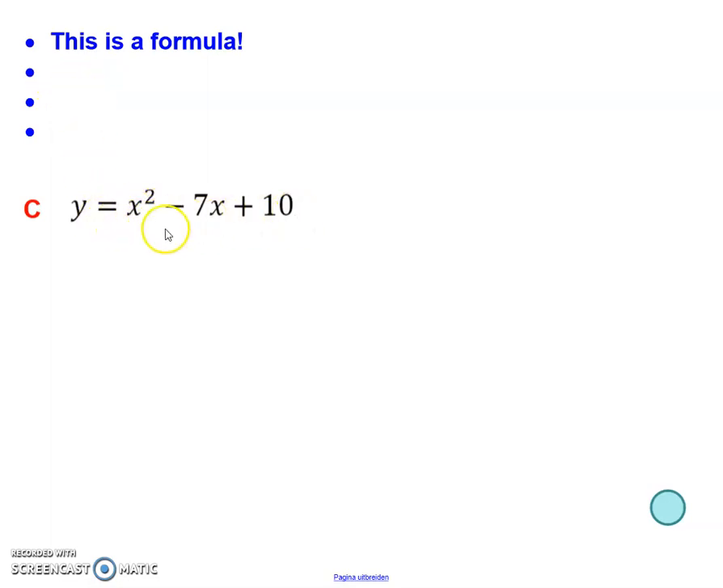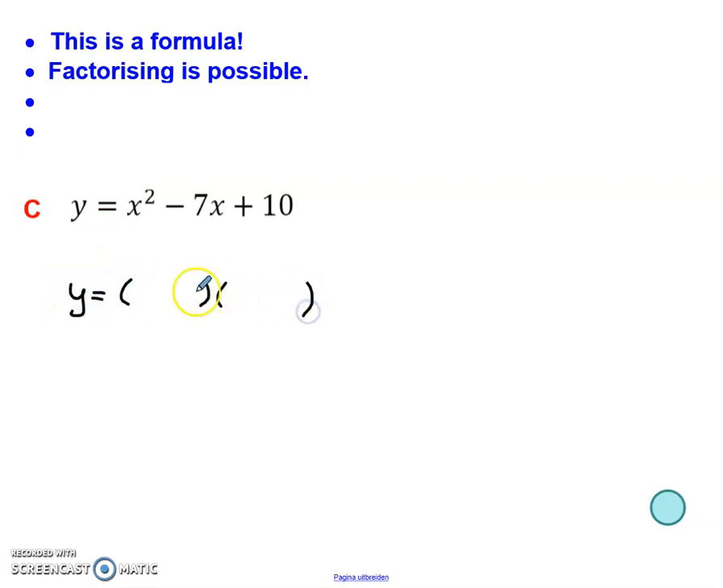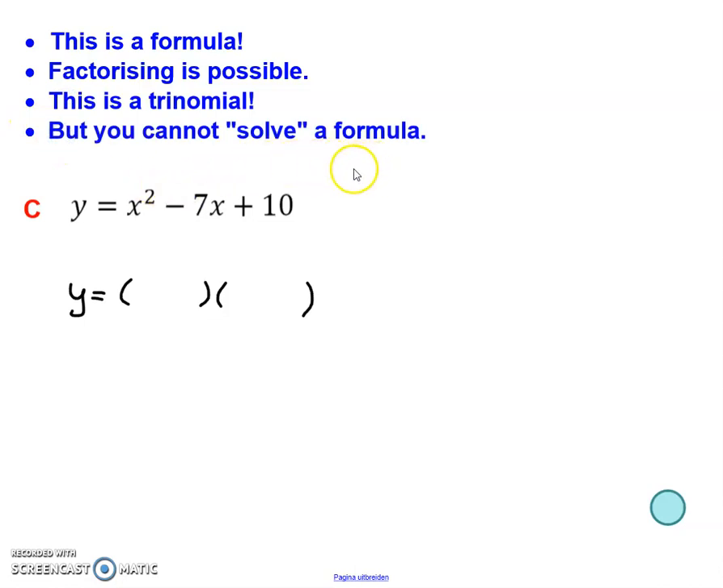But we can factorize this. That is possible. This only means I'm going to write down the formula with double brackets and with factors. But it's still a formula. So what kind of a formula? It has 3 terms, so this is a trinomial. But we cannot solve a formula, so I can only factorize.